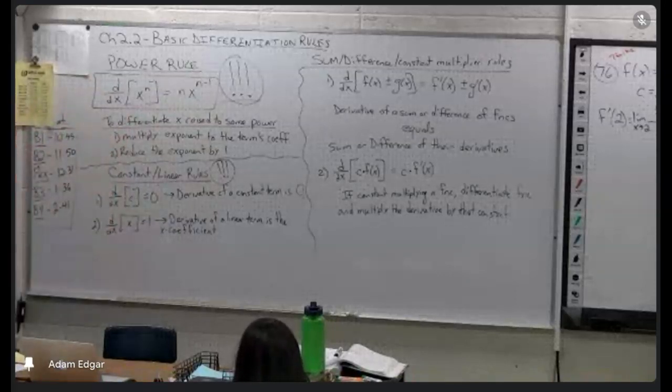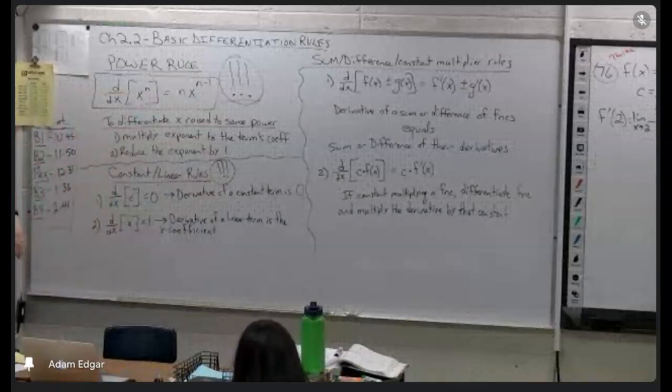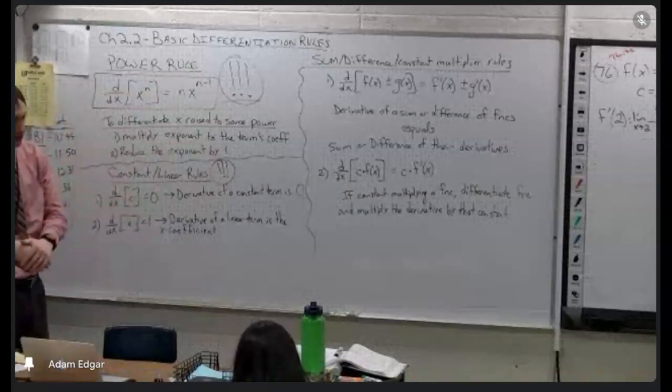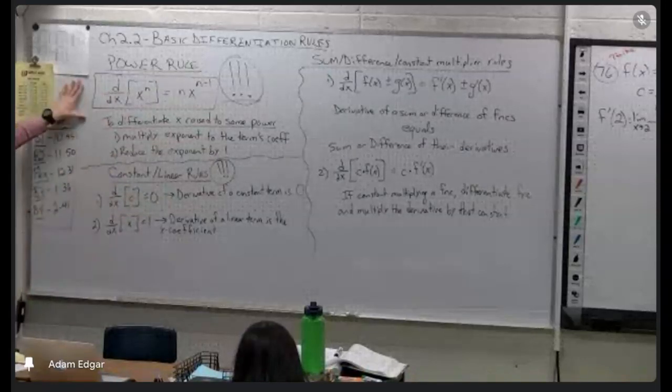In 2.5, we'll talk about what's called implicit differentiation for when you're dealing with something that's not even a function. And that also comes back to the power rule. So all these shortcuts for differentiation come back to the power rule. So we got to be comfortable with this.